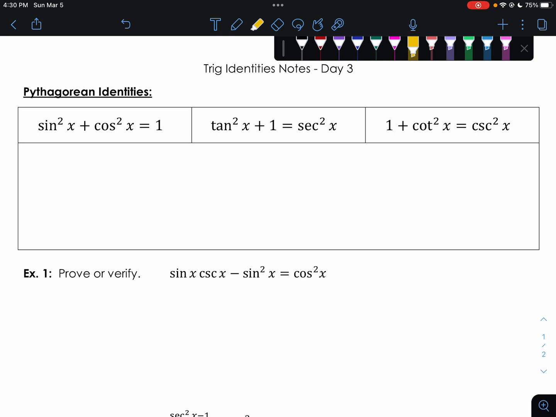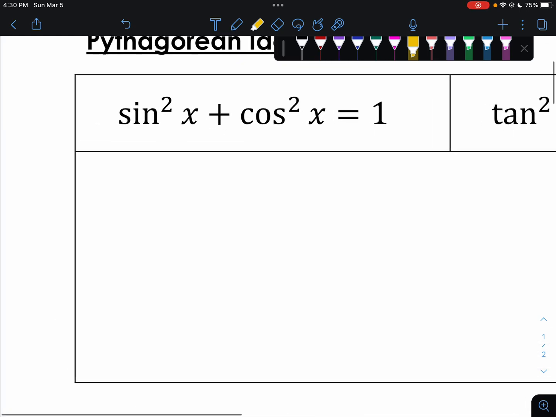So in this video, we're going to talk about some new identities called the Pythagorean identities. We have 3 different ones that represent the identities, and I'm going to show you how we got each equation. Starting off with our first one, sine squared x plus cosine squared x equals 1.